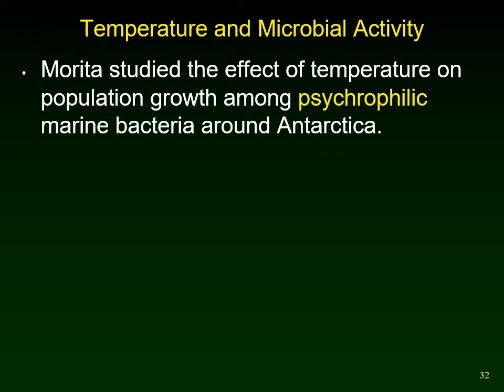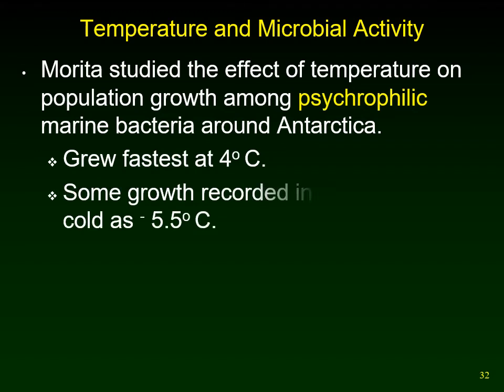Marita studied the effect of temperature on the population growth of the bacteria that love living in cold water, cold-loving or psychrophilic marine bacteria around Antarctica. And he took these bacteria and grew them in a temperature gradient incubator for 80 hours. And during that time, he ranged the temperature from -2 Celsius to over 9 degrees Celsius. And he found that these bacteria grew their fastest at 4 degrees Celsius. So even if you got the water warmer, it wasn't going to make them any happier.